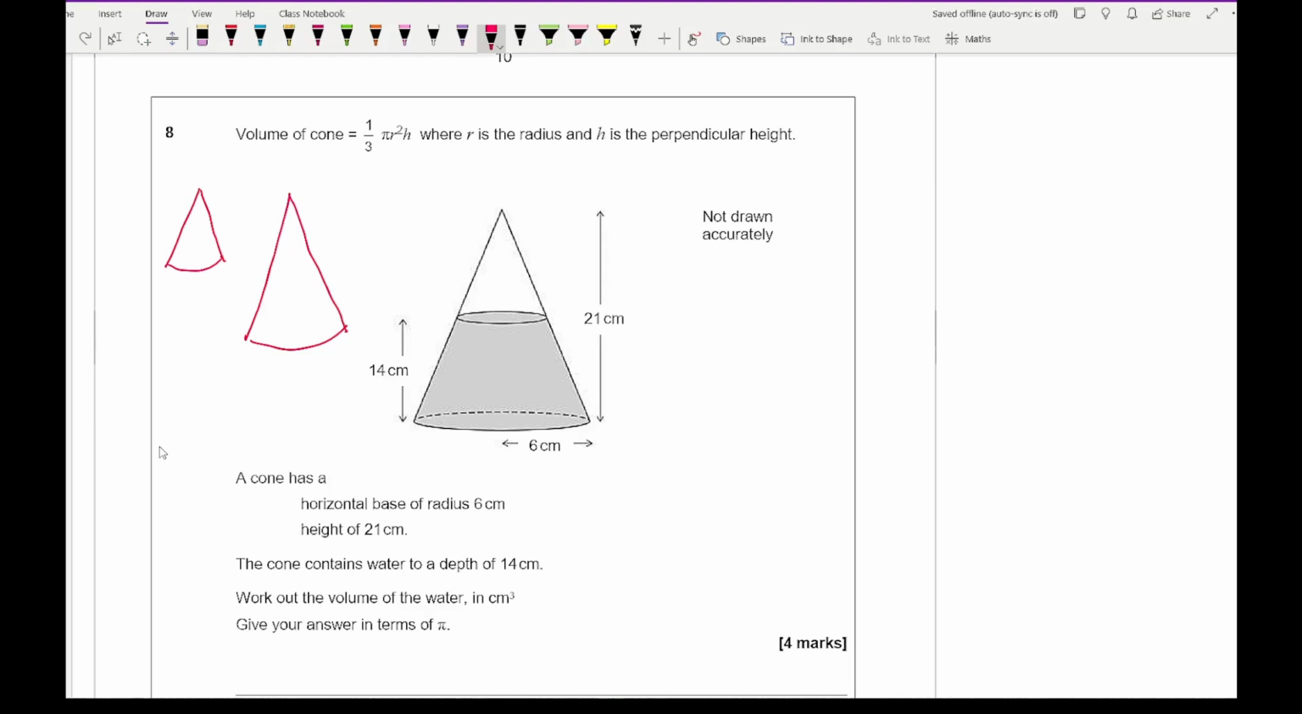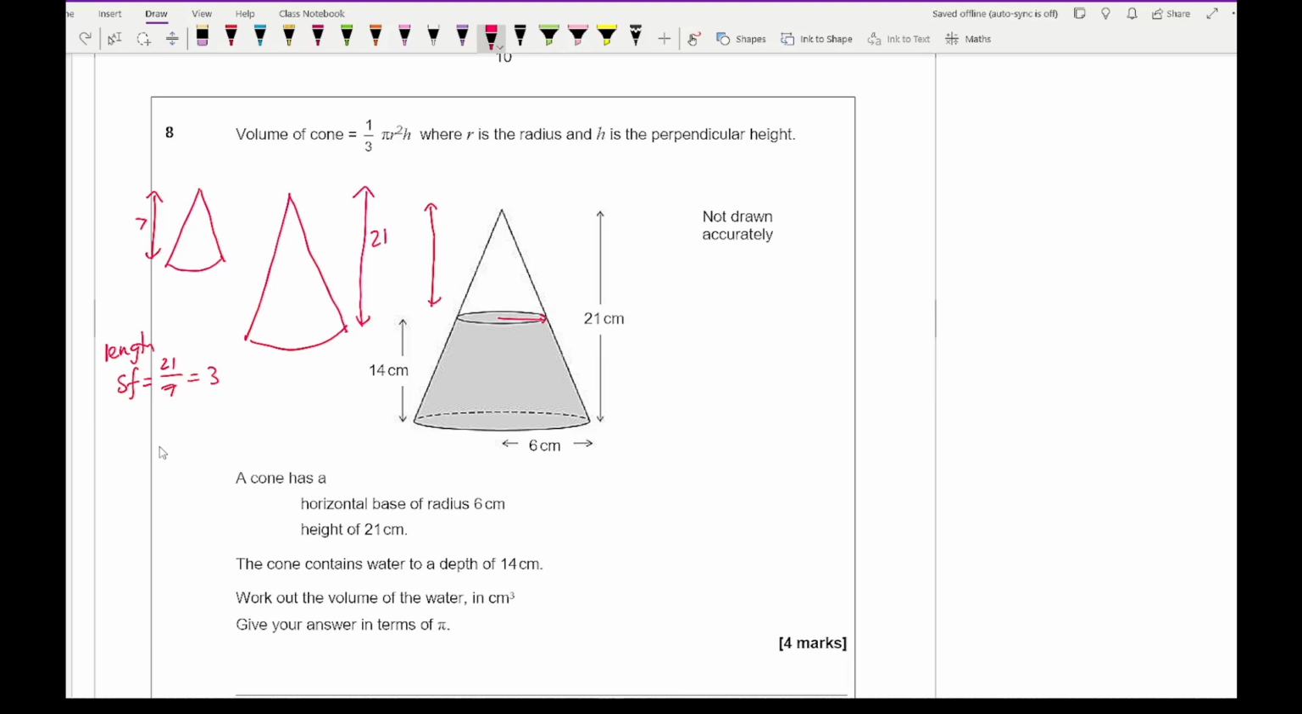Looking at this, I can see that the big cone has a height of 21. To work out the height of the smaller cone, if the frustum has a height of 14, 21 take away 14 means it's going to have a height of 7. So that means the scale factor of the length is going to be 21 divided by 7, which is 3. From this, I can then work out the radius of that smaller cone.